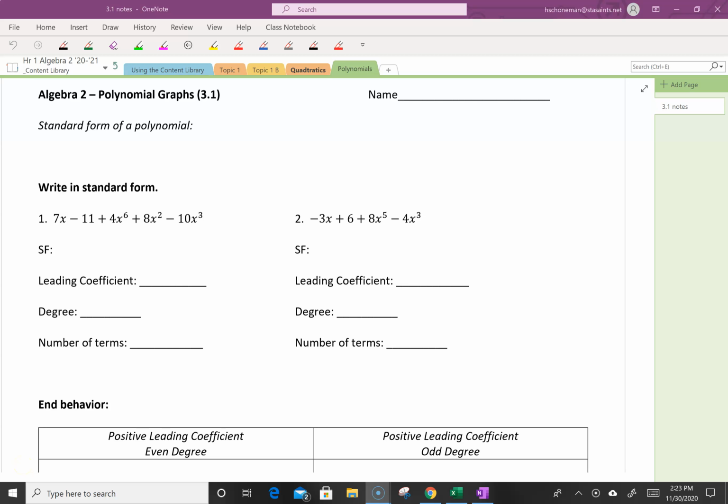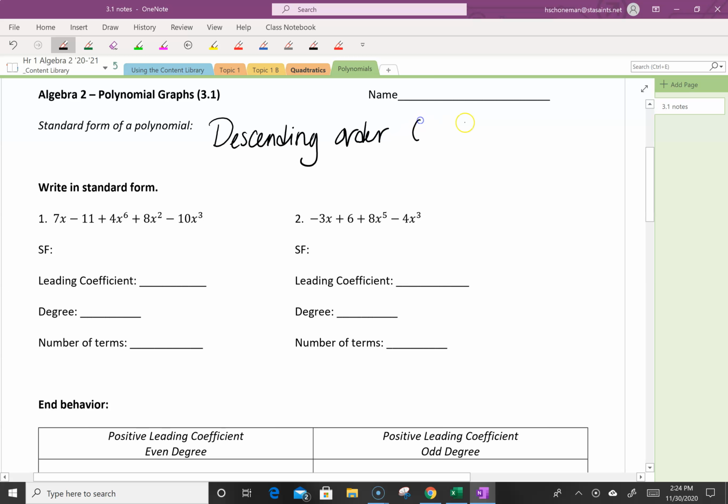Okay, this video starts off our unit on polynomials for topic 3, and we're going to talk a little bit about polynomials and then graph them a little bit. So the first thing we need to understand is what standard form of a polynomial is, and that's when we write it in descending order, which means it's going down, so you're going big to small. And when we're talking about big to small, we're talking about the exponents.